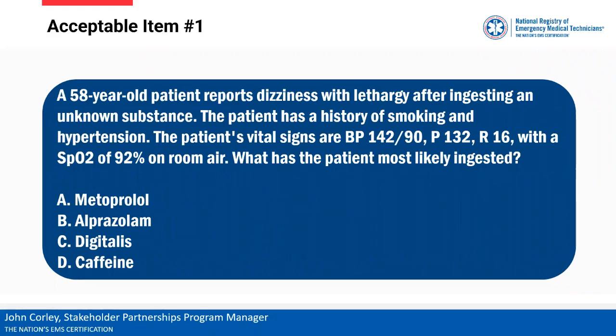So we have a 58-year-old patient who reports dizziness with lethargy after ingesting an unknown substance. The patient has a history of smoking and hypertension. The patient's vital signs are 142/90 with a pulse of 132, respiratory rate of 16, and an SpO2 of 92% on room air. What has the patient most likely ingested? And so we have 4 answer options, right?